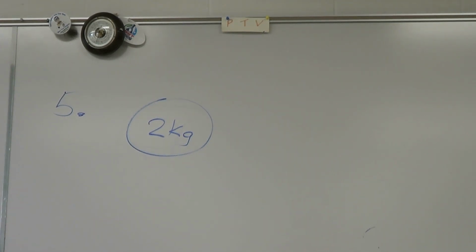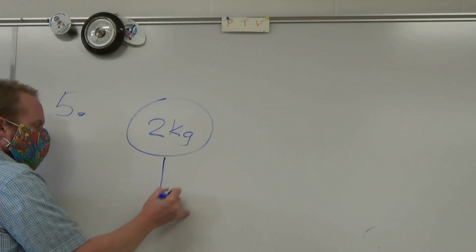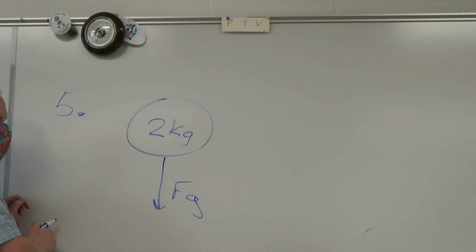So for number 5, it says a 2-kilogram ball is falling through the air. There is no air resistance pushing on it. So if we look at what forces are acting on this ball, we have the force of gravity, which always is going to point straight towards the center of the earth. Are there any other forces acting on this ball? No, that's it. Okay, so in terms of our free body diagram, it's a pretty straightforward one.